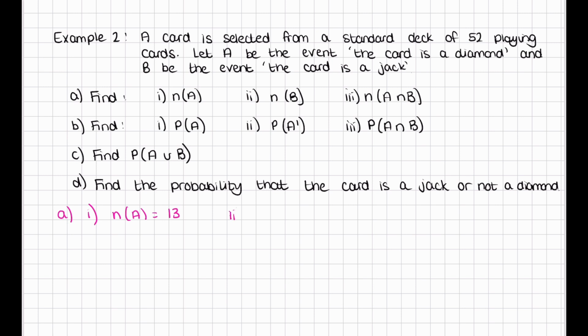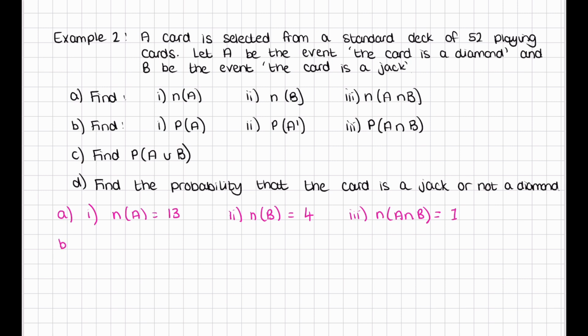Part 2, we want the number in B. B is the event the card is a jack. There are 4 jacks in a pack of cards. And the third part, the number in A and B. So we want how many jack of diamonds there are. So how many diamonds there are that are a jack, which is just one.